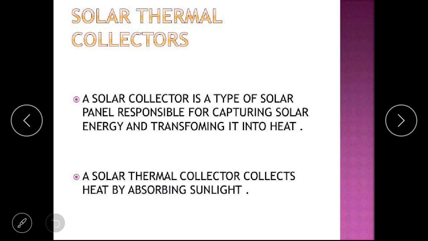Now next, a solar collector. What is a solar collector? It is a type of solar panel responsible for capturing solar energy and transforming it into heat. It means a panel which transfers heat from one form to another, and collector means it collects heat by absorbing sunlight. So that is your solar collector. A solar collector is also known as a solar thermal collector.